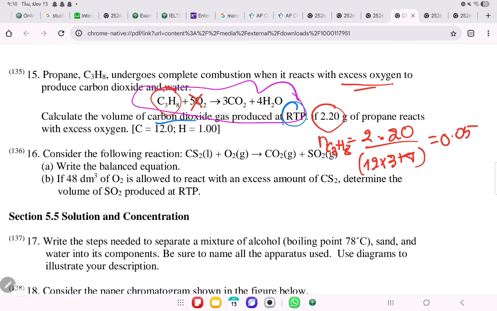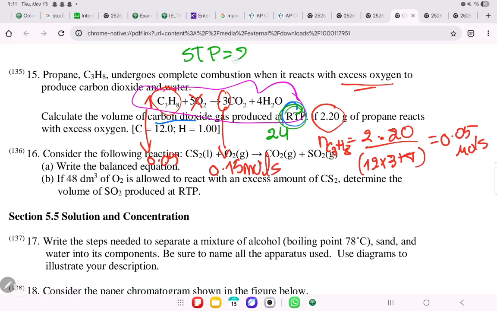So now, if 1 gave me 0.05 moles, how much will 3 give me? You need to do cross multiplication now. It's gonna give me 0.15 moles, right? Now, whenever they say RTP, it's 24. When they say STP, it's 22.4. So I'll take my number of moles and multiply it by the RTP volume, which is 24, and it will give me my answer to be 3.6 decimeter cubed. We'll move on to question number 16.